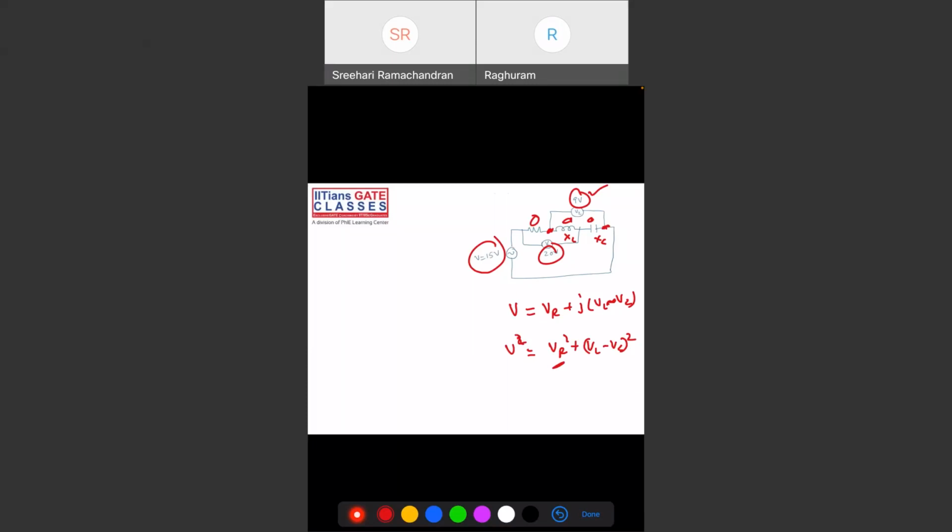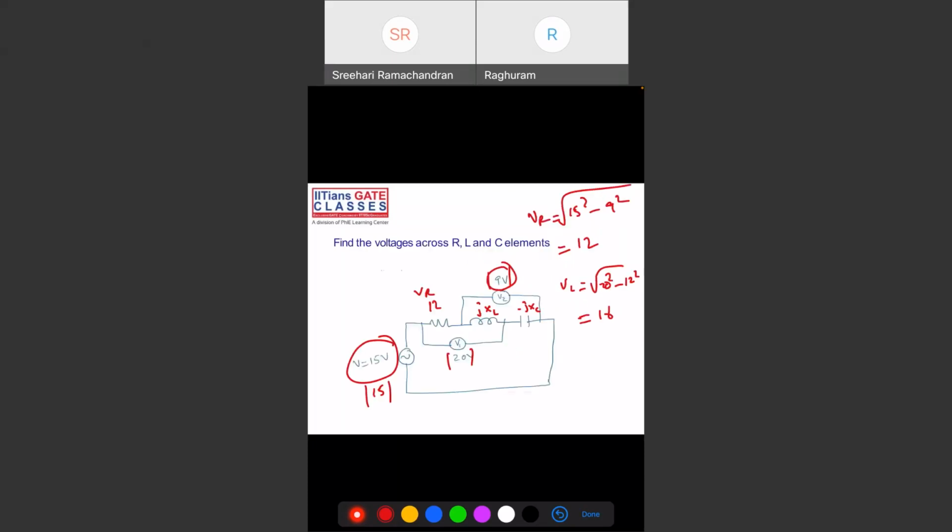VL is clear, right? So from this, VR is 12 volts. Now again, if I see between these two, it's VR and VL is 20 volts. So VL will be 20 minus 12, right? Square root of 20 squared minus 12 squared.